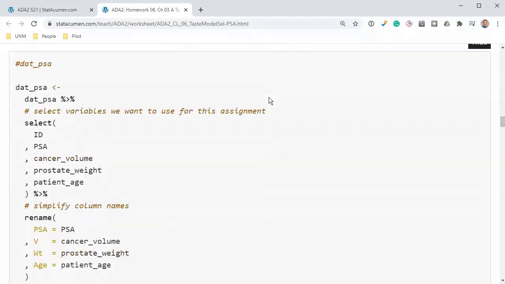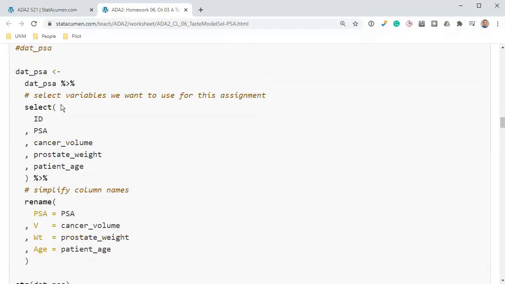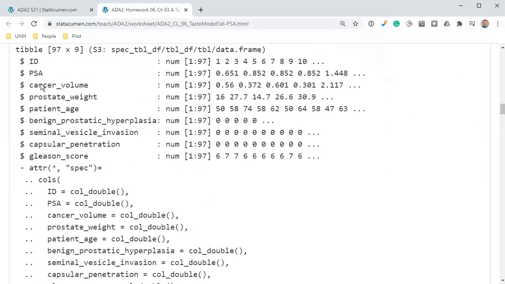I'm going to scroll down to where I rename the variables. I probably wouldn't do this for my own work, but it's nice in this assignment to have very short variable names. So I select, right, so I start with the data set. Sorry, I'm going a little bit too fast.